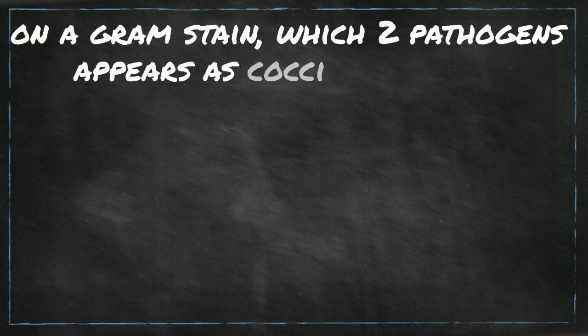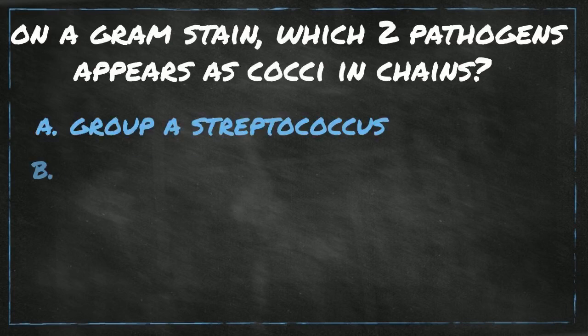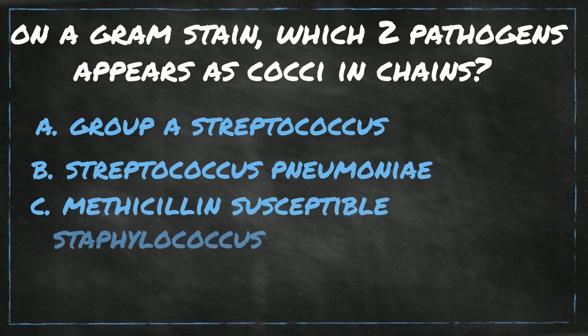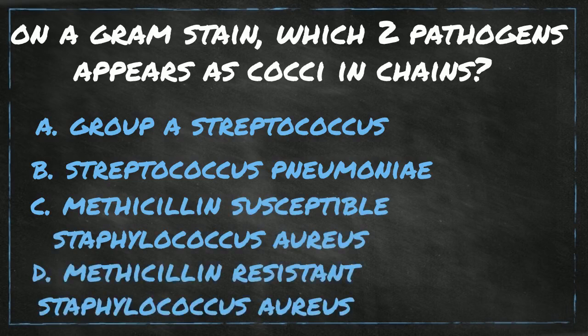On a gram stain, which 2 pathogens appear as cocci in chains? Group A Streptococcus, Streptococcus pneumoniae, methicillin-susceptible Staphylococcus aureus, methicillin-resistant Staphylococcus aureus.